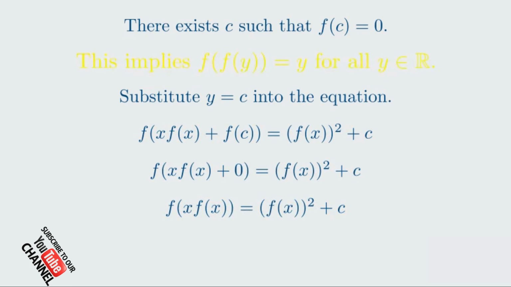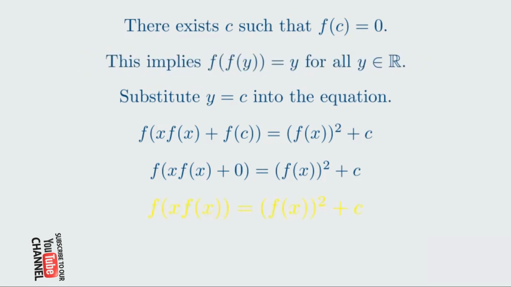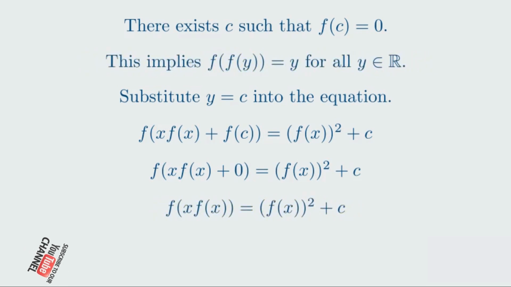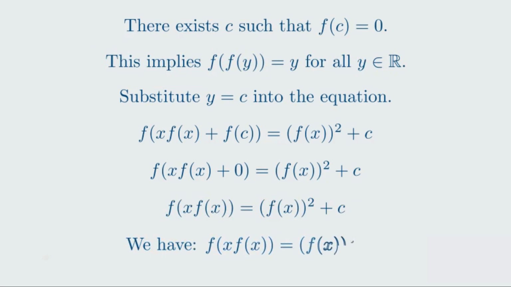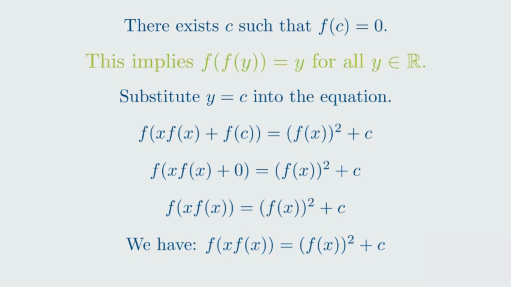We now have two critical pieces of information. First, f of y equals y. Second, f of x times f of x equals f of x squared plus c. Let's see if we can use the first to simplify the second. Our goal is to understand the structure of the function f. Let's start with our result f of x times f of x equals f of x squared plus c. How can we introduce the f of f property?